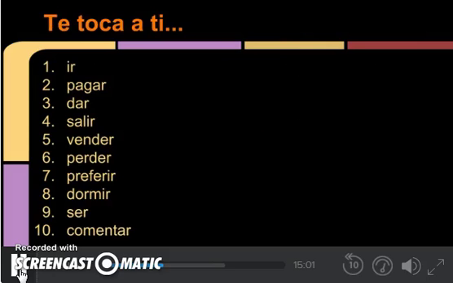Okay, so there's going to be a couple slides in this presentation that allow you to practice. So here's 10 verbs. Now, don't be intimidated by ir. Ir is completely regular in the past participle. You just chop off the IR and just put that ending, which is ido.